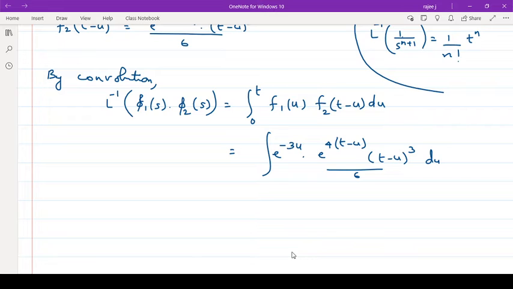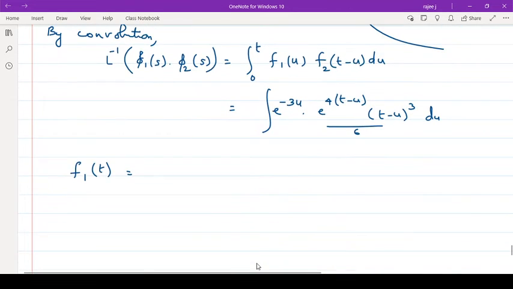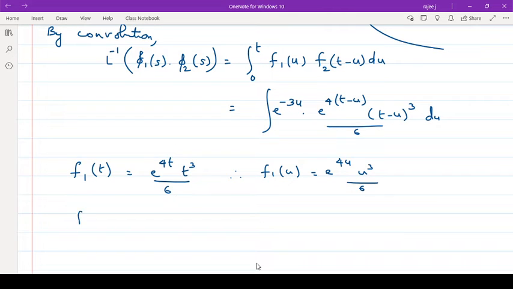You need to expand this and then we need to integrate. Now suppose I have taken f1 of t as e raised to 4t t cube by 6 factorial. Therefore f1 of u will be e raised to 4u u cube upon 6.